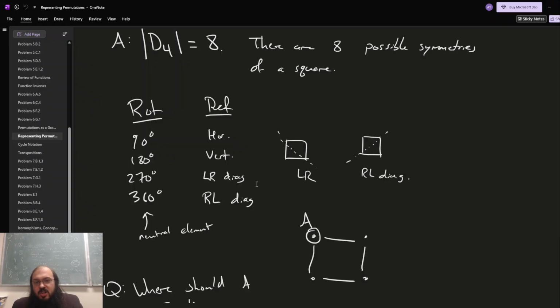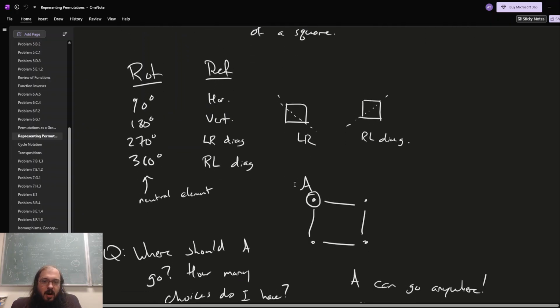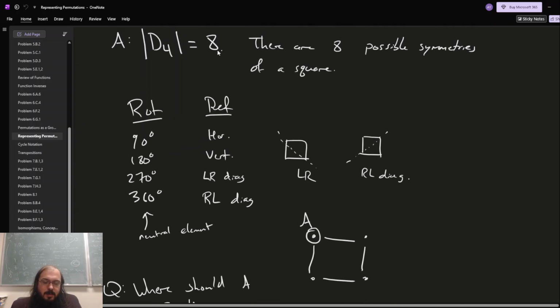And in general, we can use that notation for all polygons. So if you want to talk about a pentagon or a decagon, then we can say D5 for the symmetries of a pentagon and not be confused about whether we're talking about the shape or the size of the group. So in order to convince ourselves another way that there are actually 8 symmetries in this group, let's finish the logic from before.